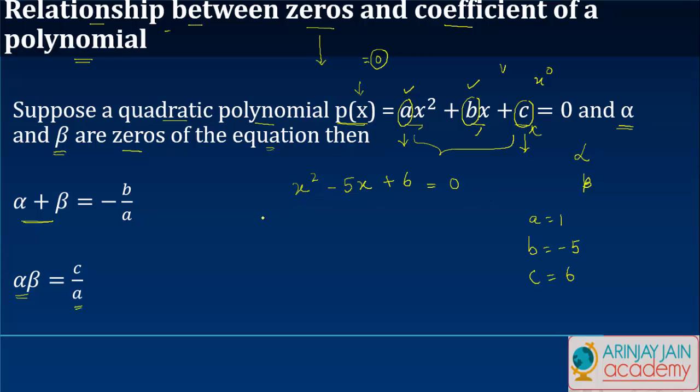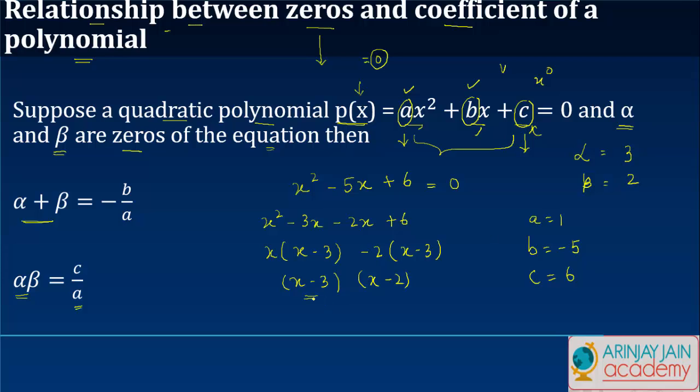If we solve this equation, we can write x squared minus 5x plus 6 as x squared minus 3x minus 2x plus 6. If we take x common here, we get x minus 3. If we take minus 2 common here, we get x minus 3. Or in other words, we get (x minus 3) and (x minus 2). What this means is the value of the zeros, or the alpha and beta, is equal to 3 and 2.